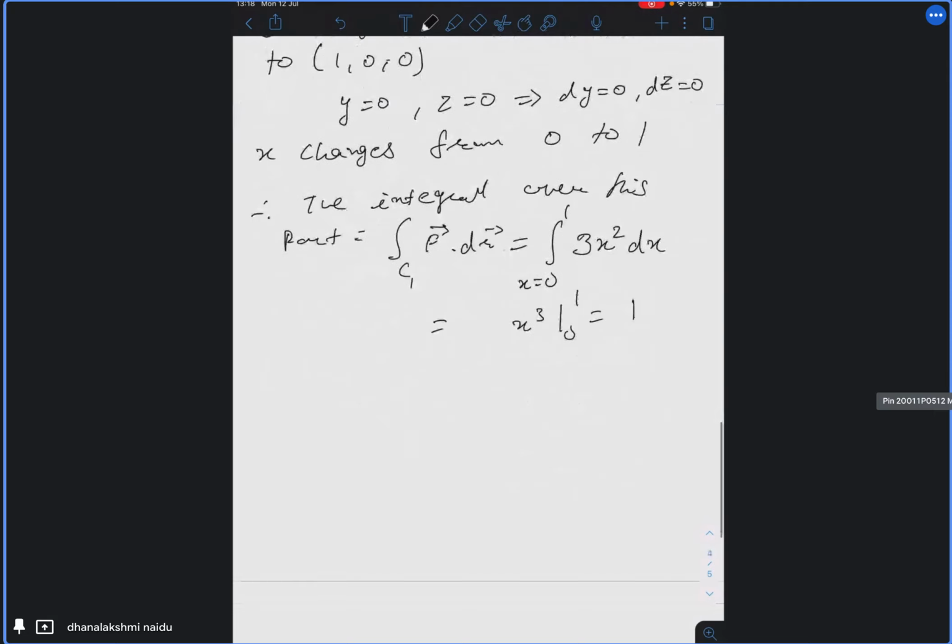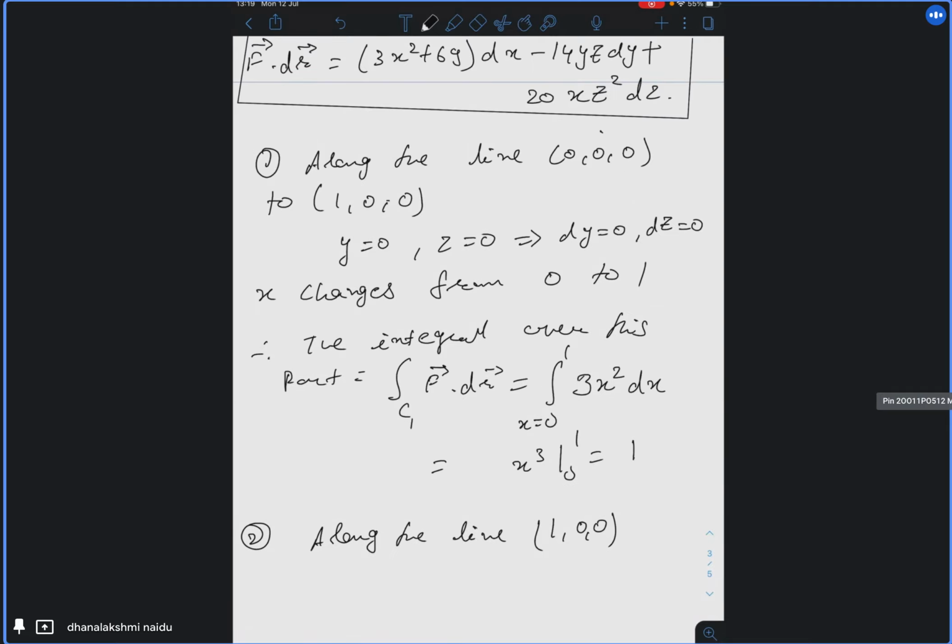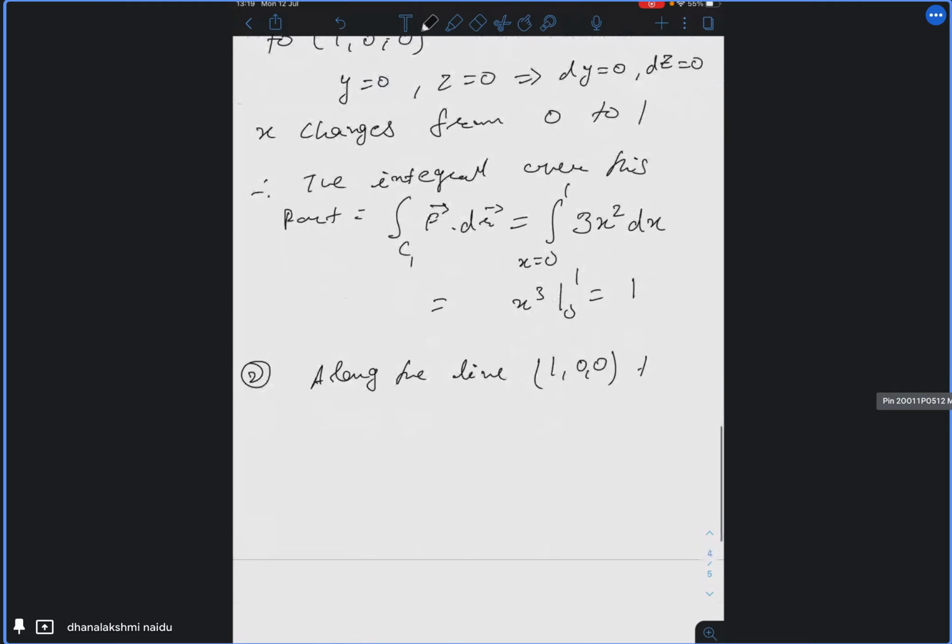Understood? Yes, ma'am. Now similarly along the line from 1, 0, 0 to the next point, 1, 1, 0, what do you have here? We have x equal to 1 and z equal to 0. Is it? Yes, ma'am. So dx will be equal to what?